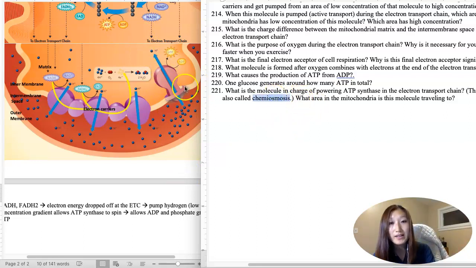This process is also called chemiosmosis because it's almost like osmosis, right? Osmosis is high to low of water. This is high to low of hydrogen ions. What area in the mitochondria is this molecule traveling to? That will be the matrix.